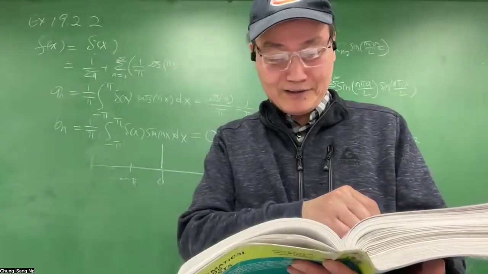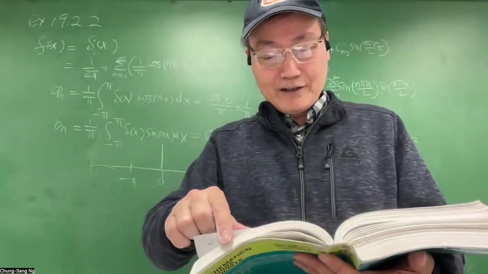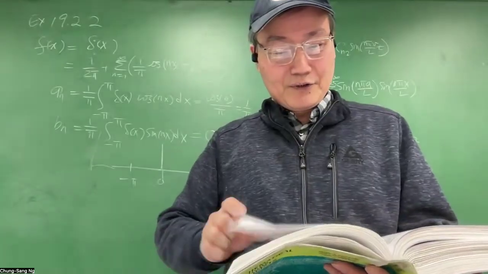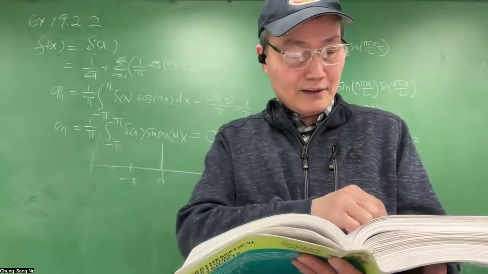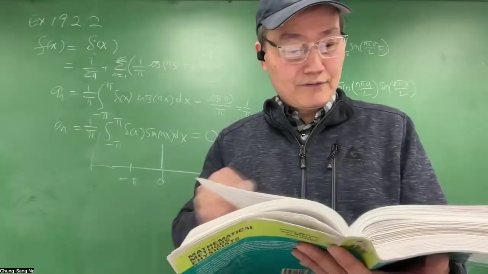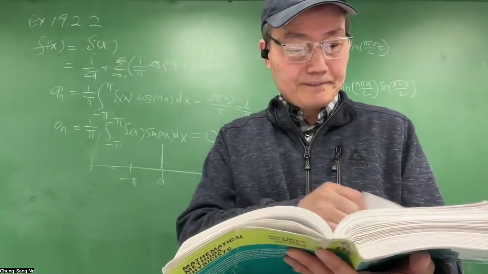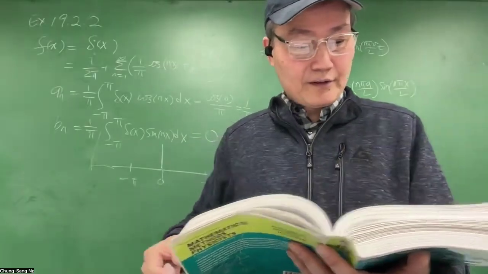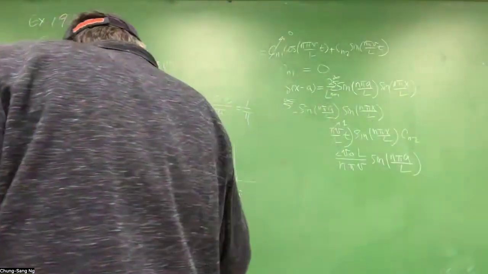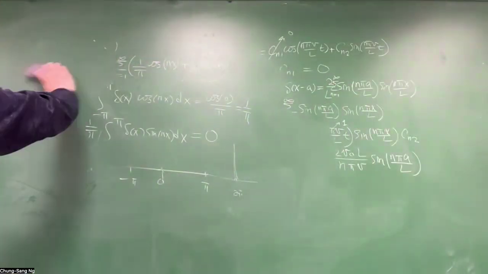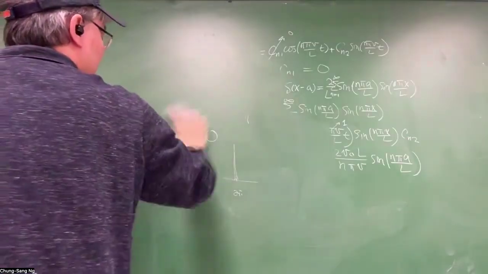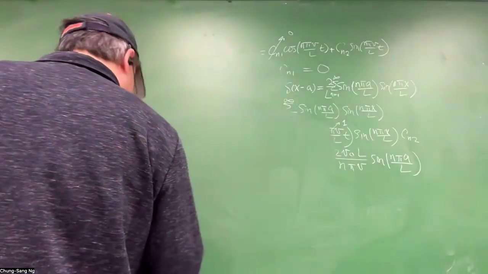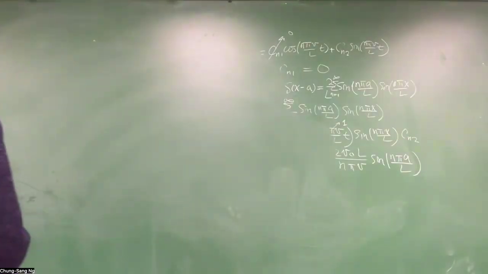Okay, if not, let's continue. I think we are into 20.3, starting with the properties of the Fourier transform. I think we did the first one, but let's very quickly go over all this.